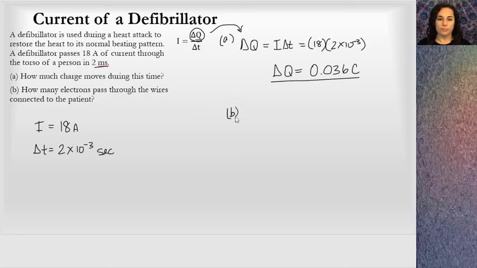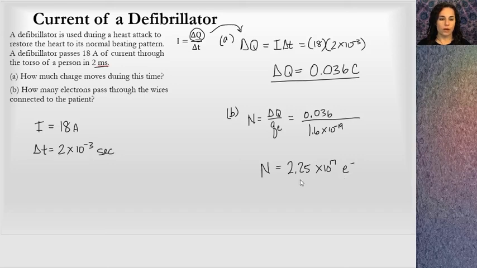So that's part A. Part B says how many electrons pass through the wires. This may be a familiar task for you to figure out how many electrons is in that many coulombs. The number of electrons is going to be that amount of charge divided by the elementary charge. So I'm going to take 0.036 coulombs, and per electron there is 1.6 times 10 to the negative 19th coulombs. That will give us the number of electrons. When you run this through the calculator, you get 2.25 times 10 to the 17th electrons.